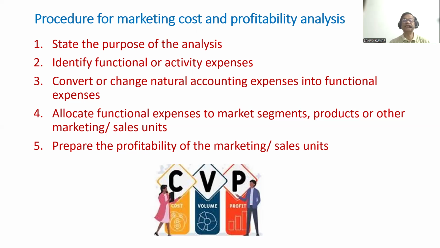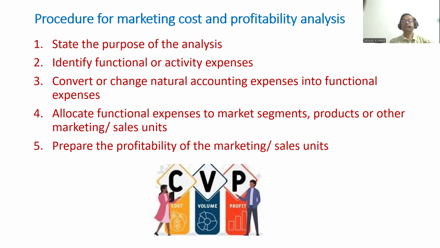Then allocate functional expenses to market segments, products, or other marketing sales units. Now you can add up all of this for a particular market segment. Suppose you are thinking of a particular market segment. For that, you add all these functional expenses for a particular market segment, or a particular product, branch, area, or sales unit. What are the total functional expenses? And then prepare the profitability of the market sales per unit.